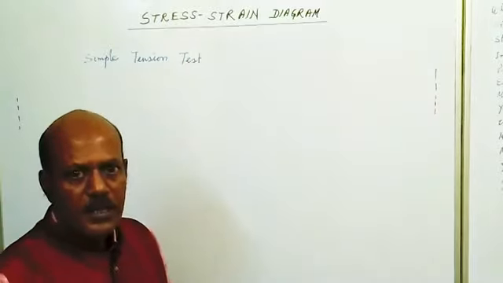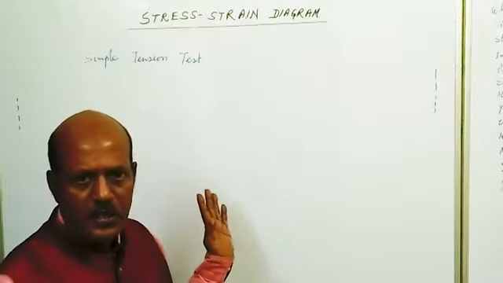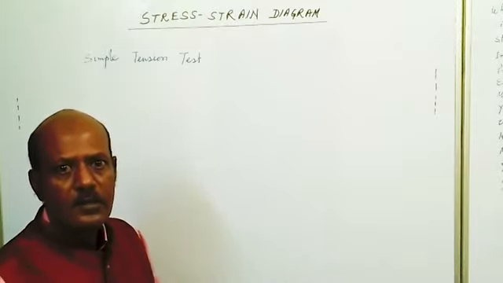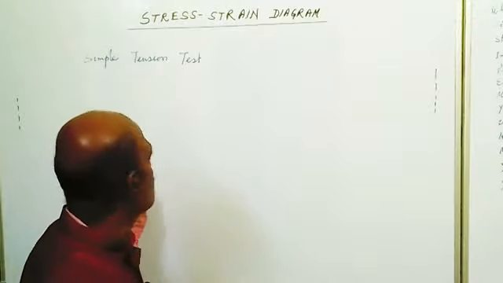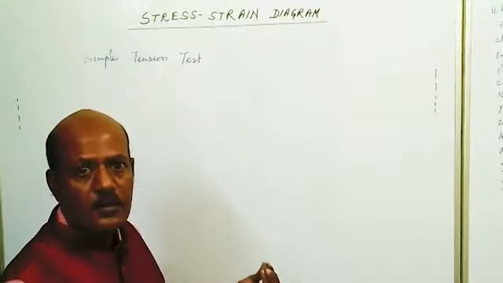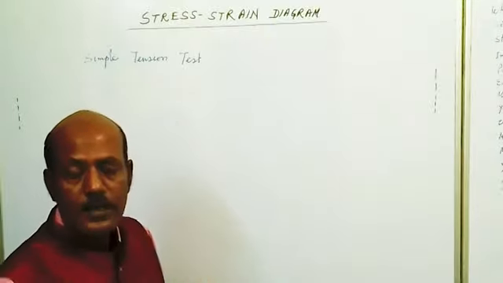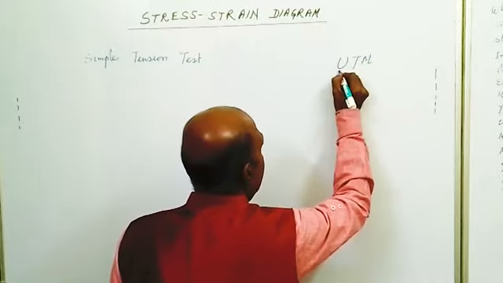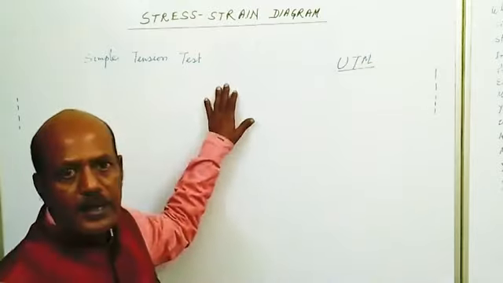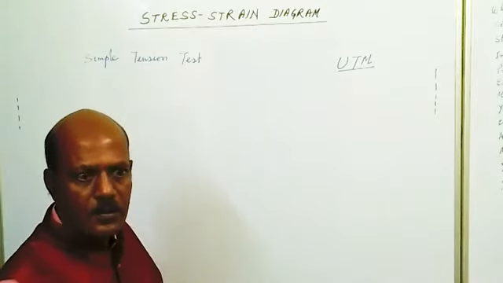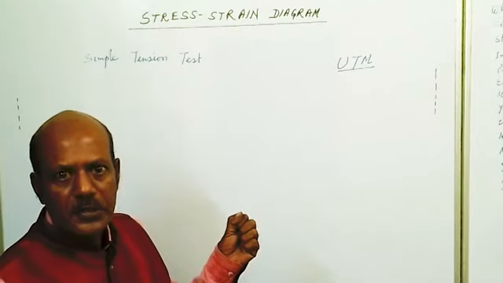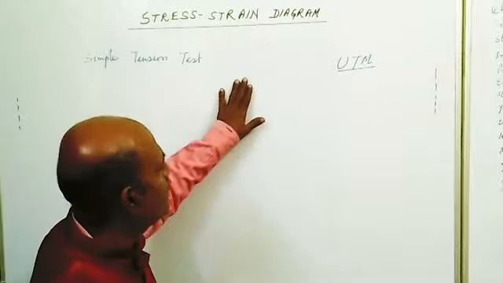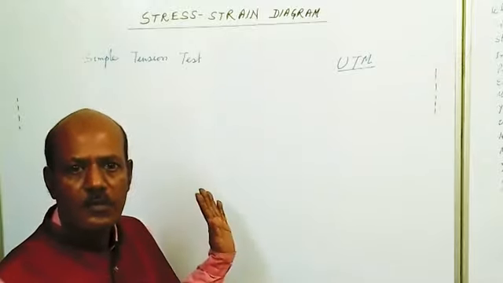In this test, a standard test specimen is tested in a machine. That machine is known as the universal testing machine. The standard test specimen is attached to that UTM machine, that is universal testing machine, and the machine is switched on. Thereby a gradual load is applied over the specimen. Slowly the specimen will increase in its length because the tensile load is applied, and this test is carried out up to the breaking of the specimen.